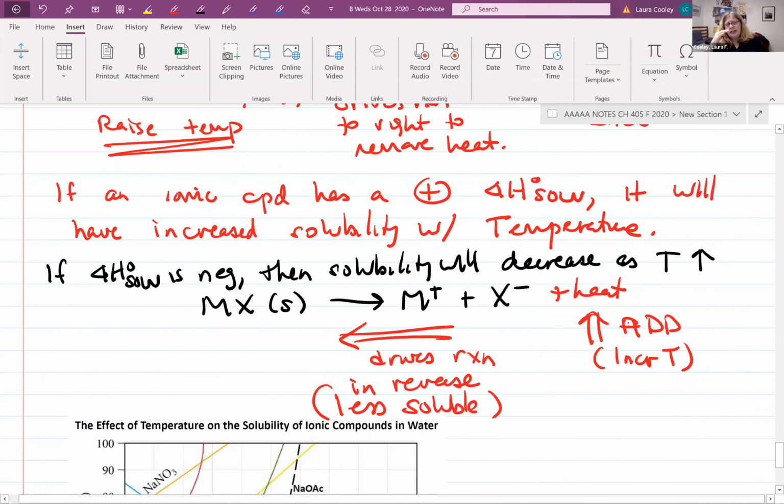So I would say more things have positive delta H's of solution. And this doesn't just go for ionic compounds. The delta H solution coming out of the lattice enthalpy and the hydration enthalpy is very specific to ionic compounds, but anything that has a positive delta H solution is going to be more soluble at a higher temperature. It doesn't have to be ionic. Anything that has a negative delta H solution will be the opposite.